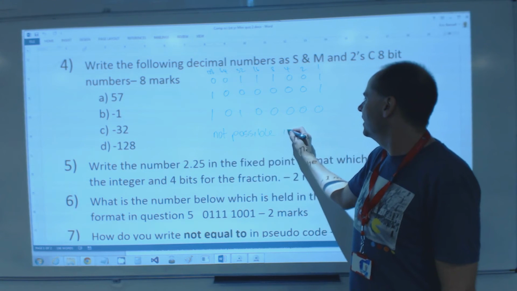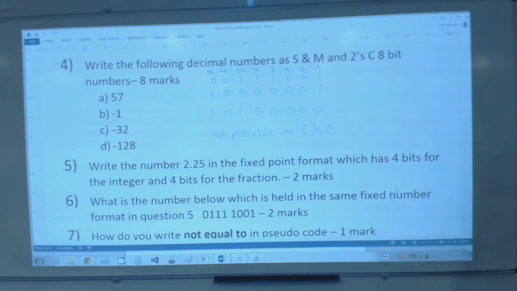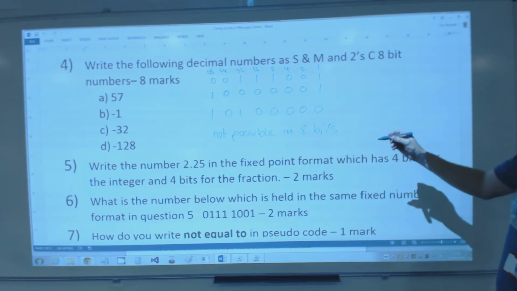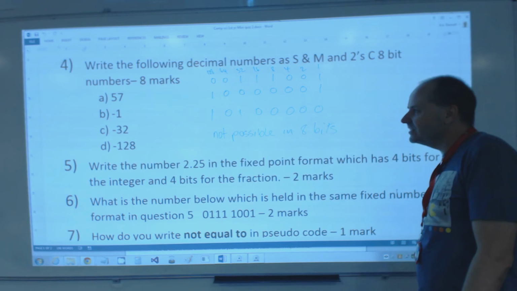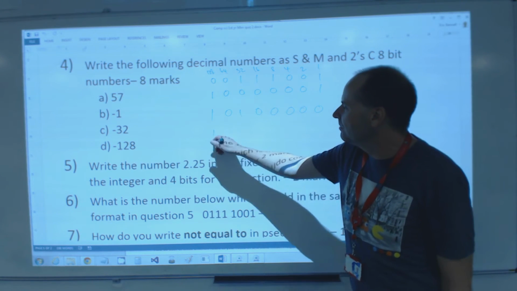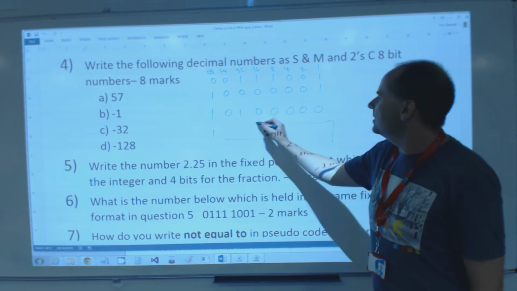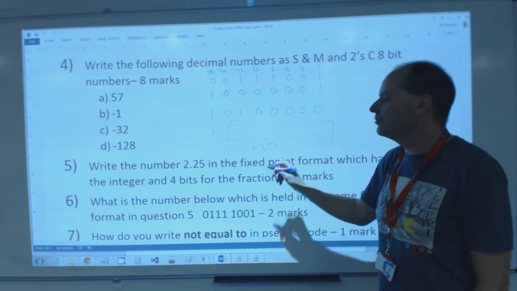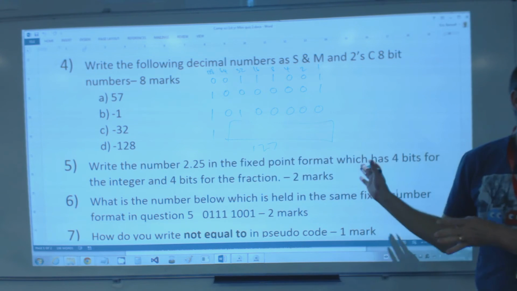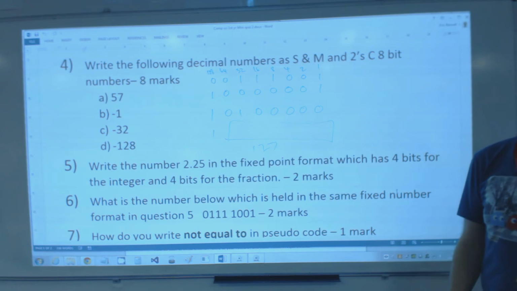Your answer should have been not possible in 8 bits. Stick it. I'm not even going to attempt it. Why? Because you can only go up to -127. If you think about it, -128 is possible with 9 bits, but with 8 bits, because it's negative, the remaining 7 bits can only give you 127 if you add all of them up. So you can't actually represent -128 in 8 bits.